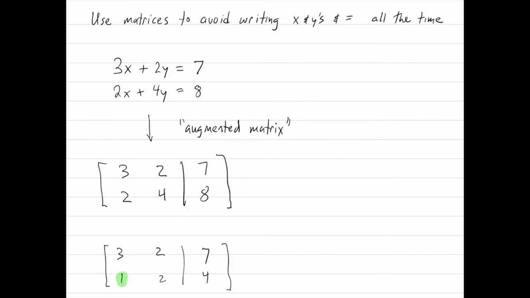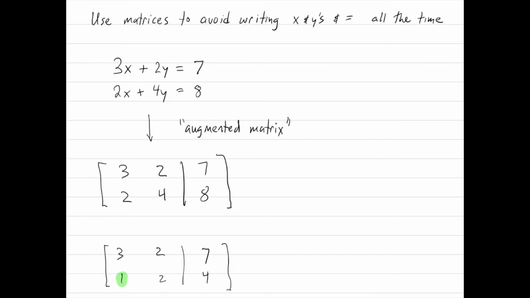One way we can make the procedure we just did a little bit faster is to use matrices to avoid having to write down the x's, the y's, the equal signs all the time. So here's the idea. We have these two given equations, and we form a matrix where the first row of this matrix, 3, 2, 7, are the coefficients of the first equation. And the second row is the coefficients of the second equation. You have to make sure that the equations are written so that the x's match up and the y's match up. And so then their coefficients would match up.